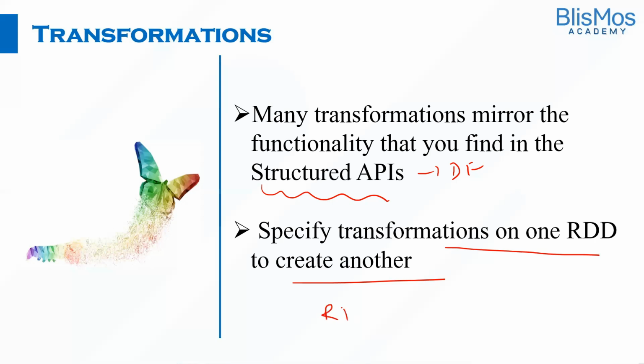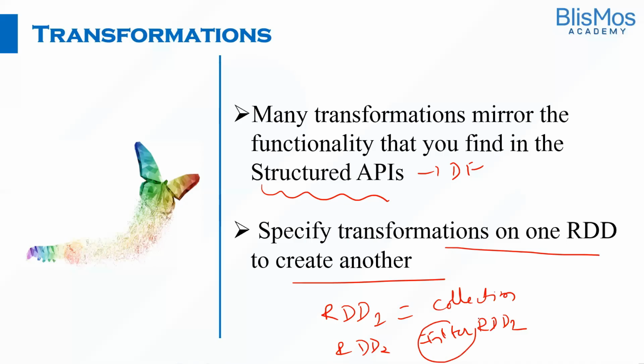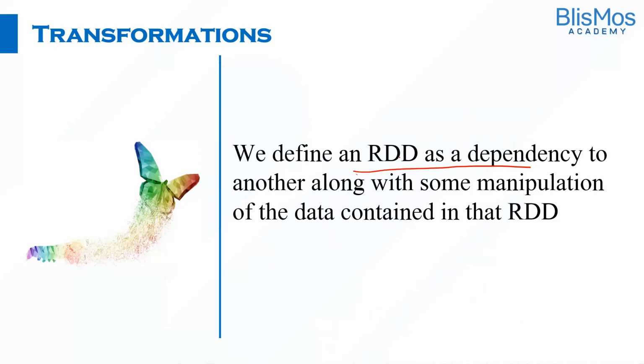Whenever you do a transformation in RDD, we specify a transformation on one RDD to create another. For example, we have created an RDD1 with some collection, and we want to filter on this RDD1. Then we'll be creating an RDD2. So we specify a transformation on one RDD to create another. When we do a transformation on an RDD, in a way we are defining an RDD as a dependency to another, along with some manipulation of the data contained in that RDD. You can recollect the RDD lineage here.